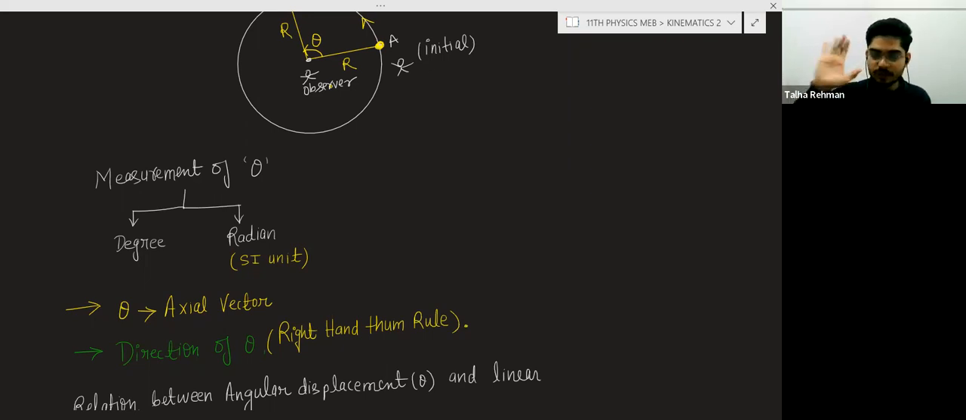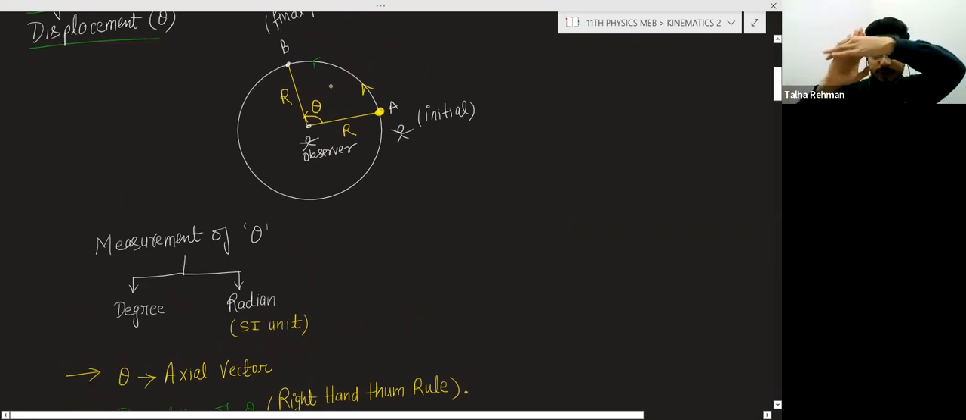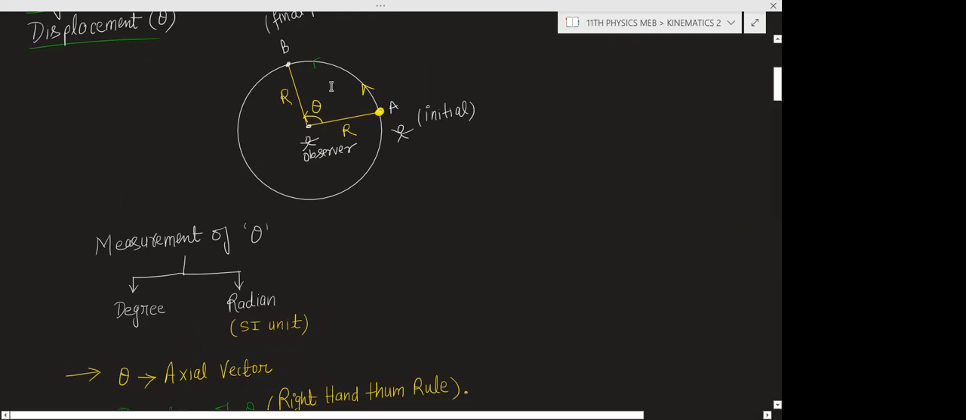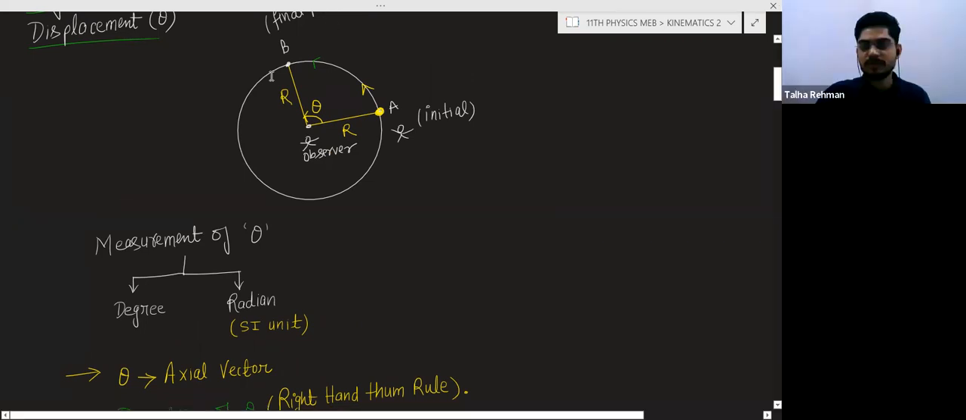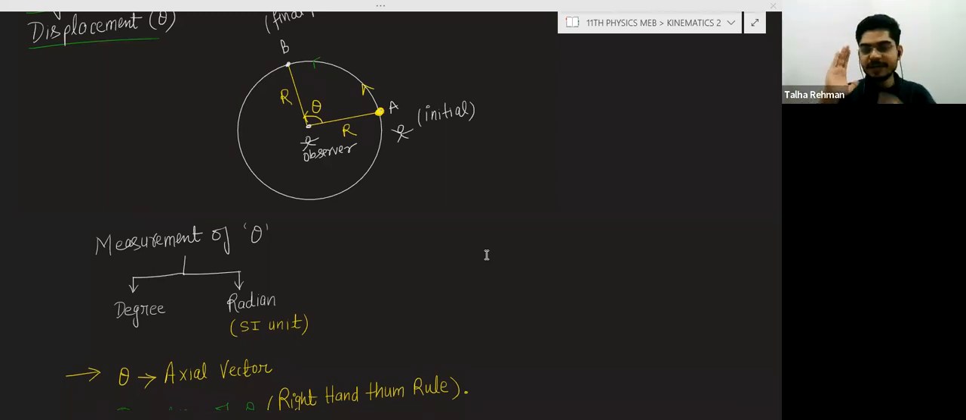So now how will we find the direction of theta by the right hand thumb rule? Take your right hand, not your left hand, and curl your fingers along the sense of the motion of the body, and see where your thumb is going. Your thumb will tell you the direction of the theta.